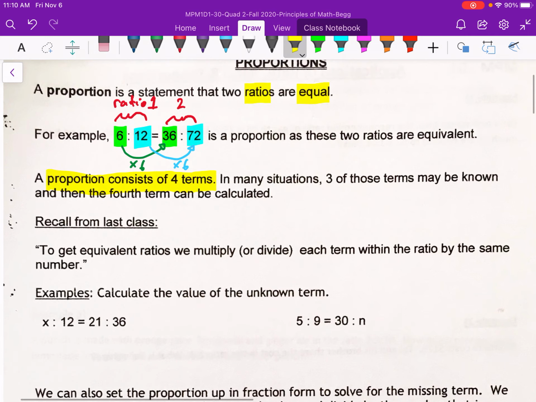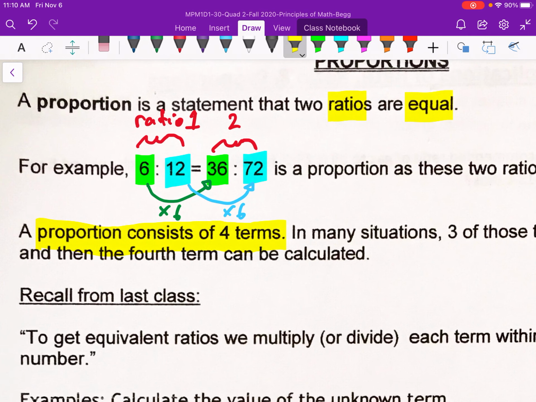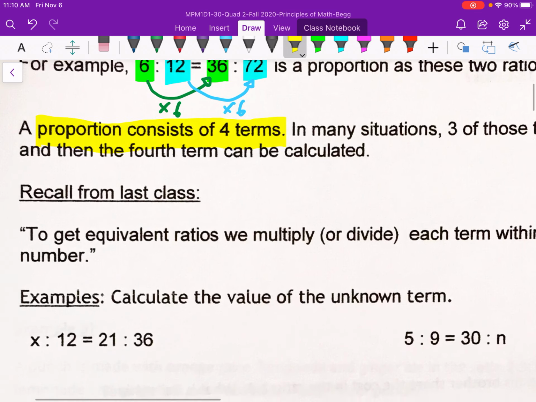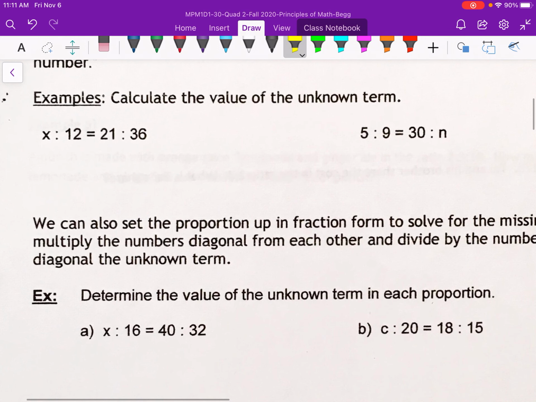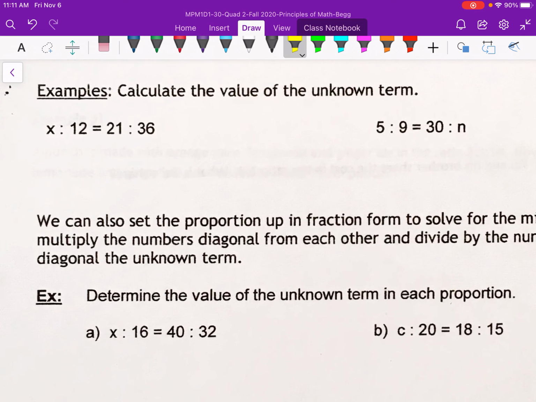So if I know, for example, in this ratio here, that if I multiply each term in the first ratio by 6, I'll get a term in the second ratio, then I can use that to find out what's missing. So let's take a look at our first example here. If I want to calculate the value of the unknown term, let's look at the ones that match up. Again, first matches with first. I'm going to use the colors just to remind us of this. So the green matches with the green, the blue matches with the blue.